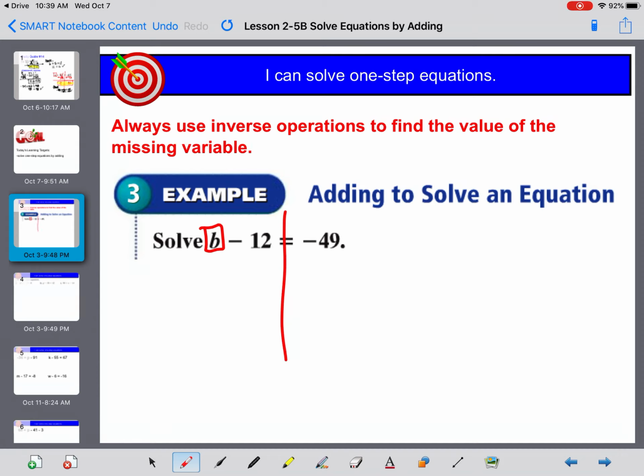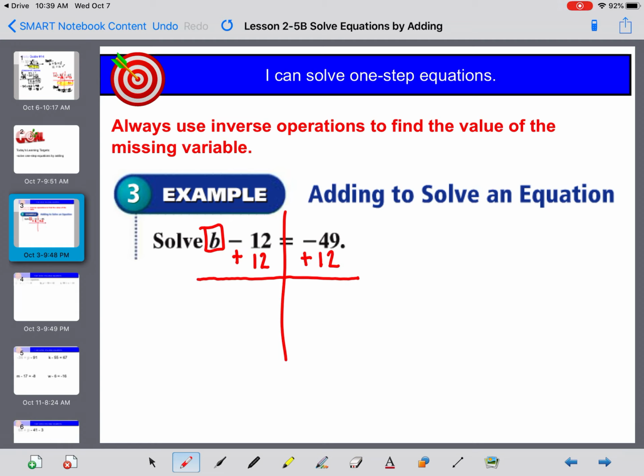A lot of the steps that we do today are the same as what we did on the previous lesson. Here I draw a line down my equal sign. I'm trying to find out the solution for the value of b to make this equation true. I do that by using inverse operations. The inverse of subtracting 12 is adding 12. Notice that makes it equal to 0. Whatever I do to the left side, I must do to the right side.